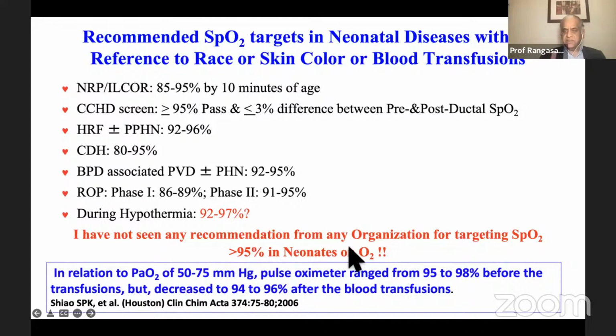on supplemental oxygen. There's another paper published in 2006 by Chiavo et al. In relation to PaO2 of 50 to 75 millimeters of mercury, pulse oximeter saturation ranged from 95 to 98 before their blood transfusion, but decreased to 94 to 96 after the blood transfusion. So if the baby still has fetal hemoglobin, you may accept its saturation may be reading 95 to 98.